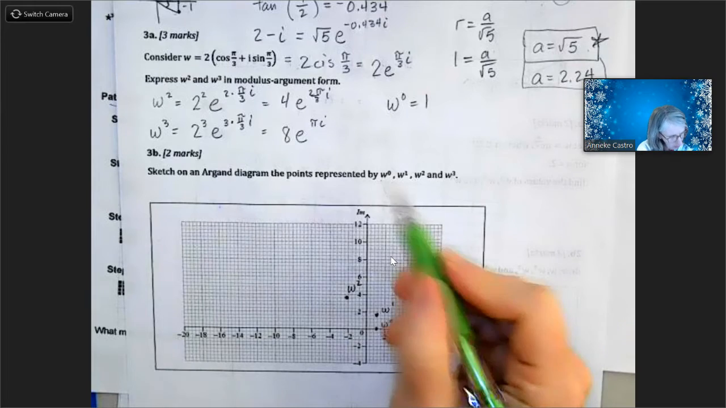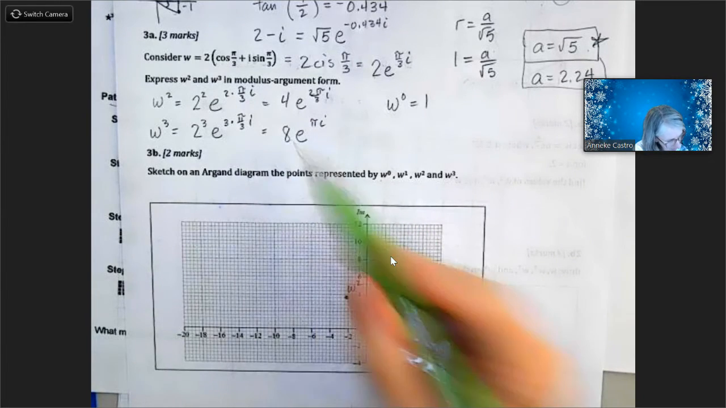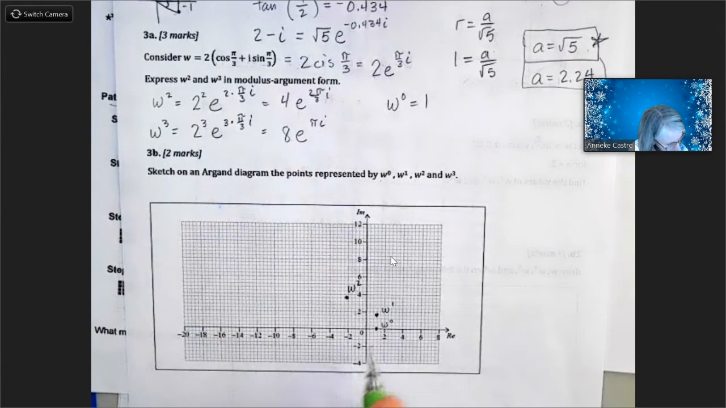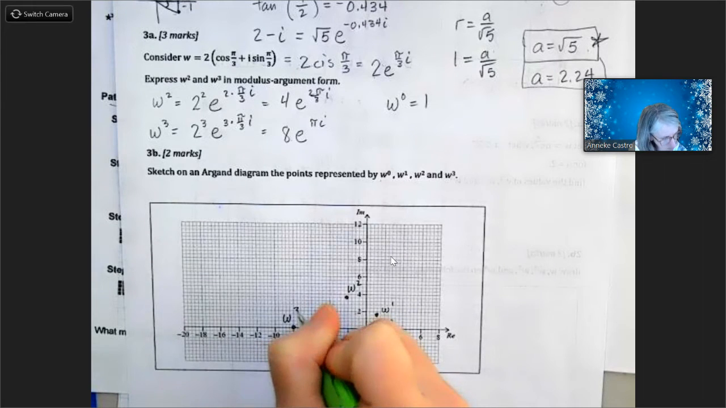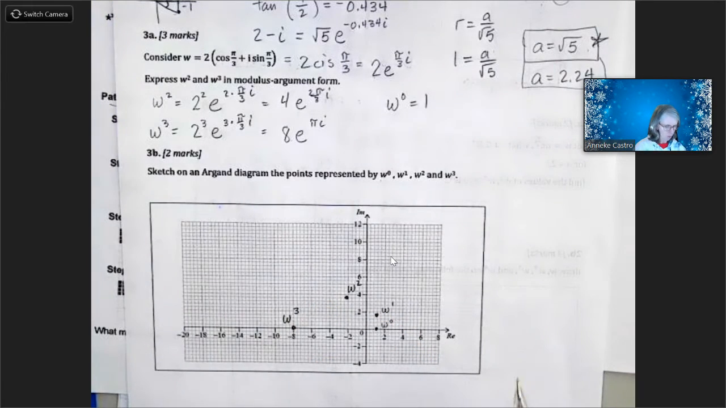And then w to the third is going to have a magnitude of 8 and a rotation of pi. So it's going to be here. So here is my w to the third. Okay, so really similar to the previous problem.